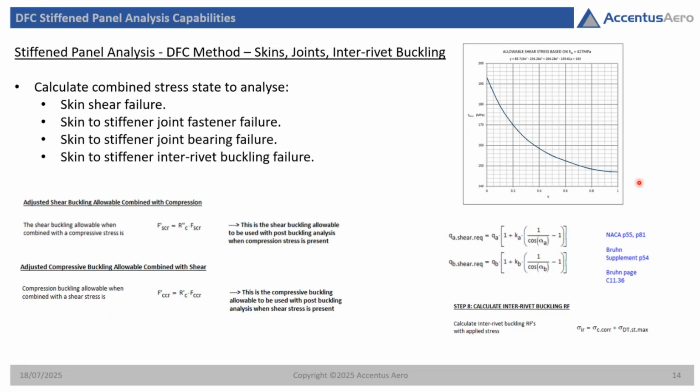My apologies. Okay, so we have a combined stress state, and with that we can calculate the RF for skin shear failure. We can get our running load requirements in shear and in tension. I've just shown the shear one here, and then we can also use the combined stress to calculate our interrivet buckling RF.